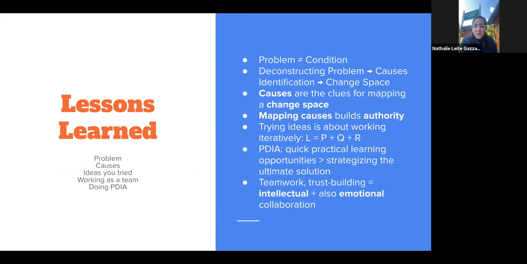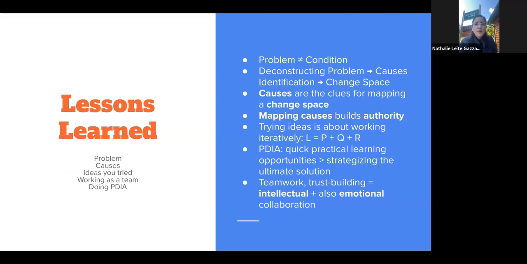As a sum up of all the lessons we learned, so much. Maybe this was one of the hardest parts, to summarize the amount of huge learning that we had here. But as Rodrigo mentioned in the beginning, I think one of our first learnings was to differentiate problems from conditions.